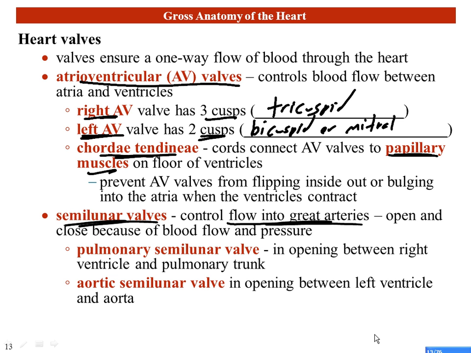So the atrioventricular valves control the flow of blood from the atria to the ventricles, and when it comes to controlling the flow of blood out of the heart itself, this is where we find semilunar valves. We have a pulmonary semilunar valve and an aortic semilunar valve. The pulmonary semilunar valve is found between the right ventricle and the pulmonary trunk, and the aortic semilunar valve is found between the left ventricle and the aorta.